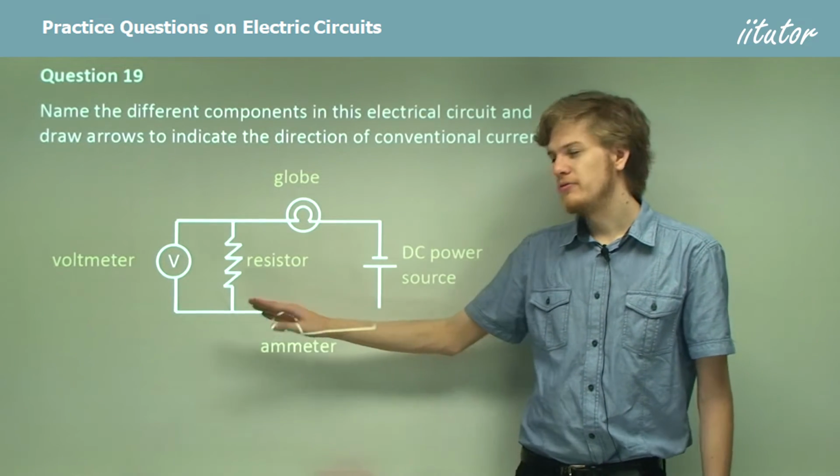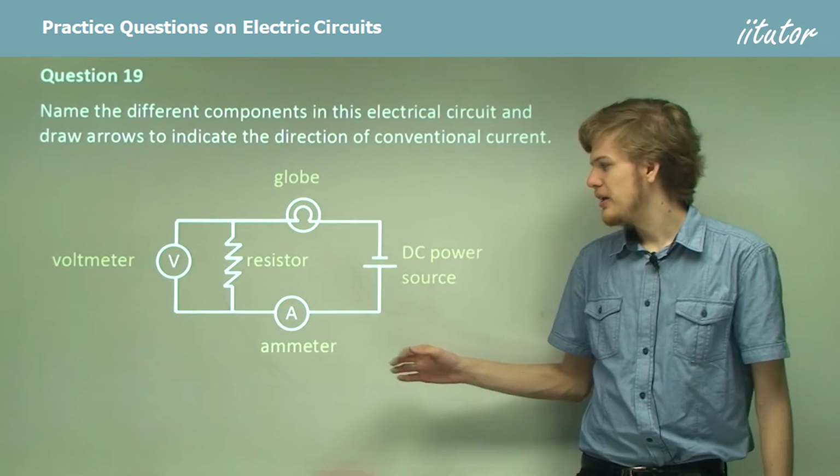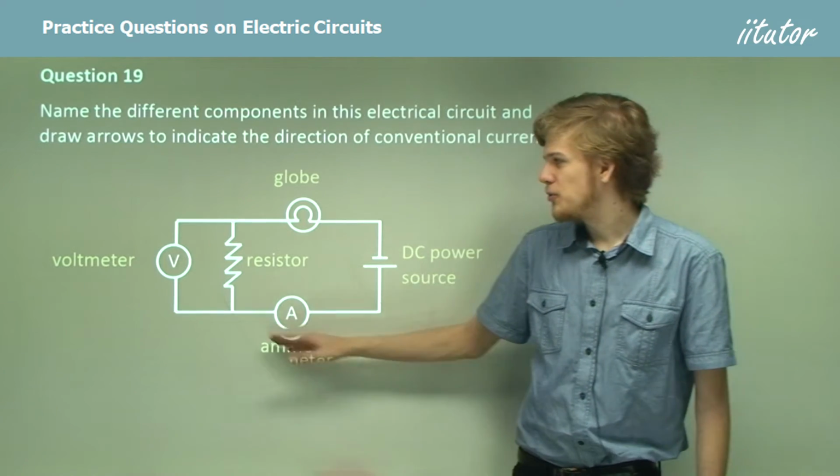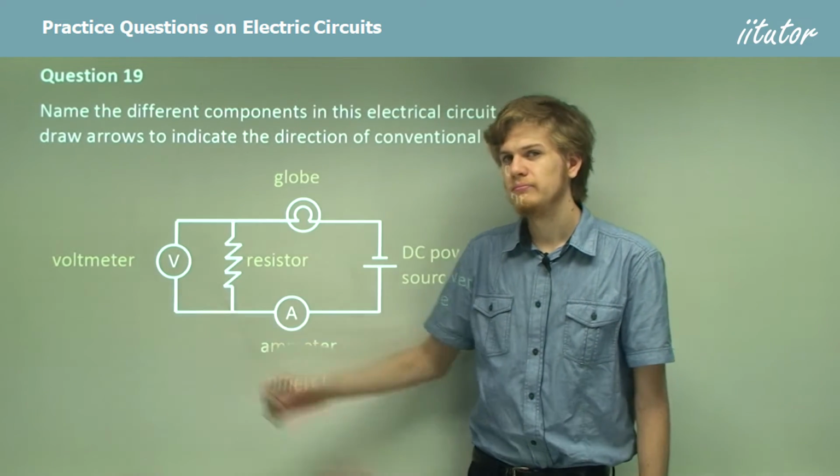Remember that ammeter and voltmeter aren't that easy to forget. Ammeter is represented by A, and voltmeter is represented by V. Should be fairly simple.